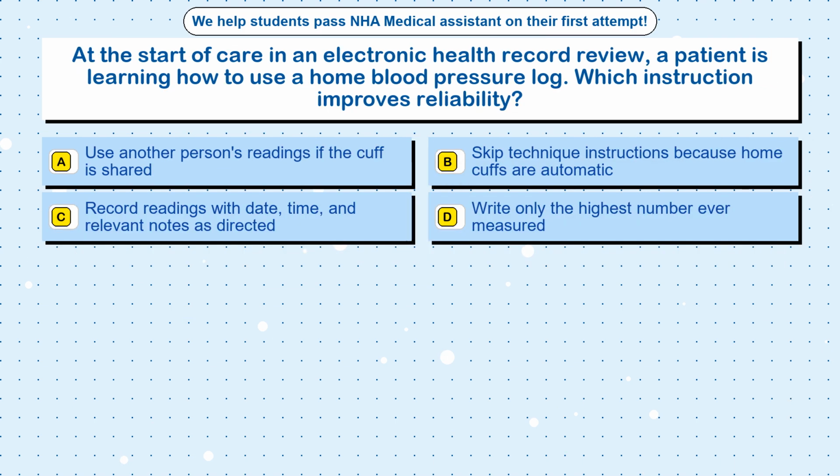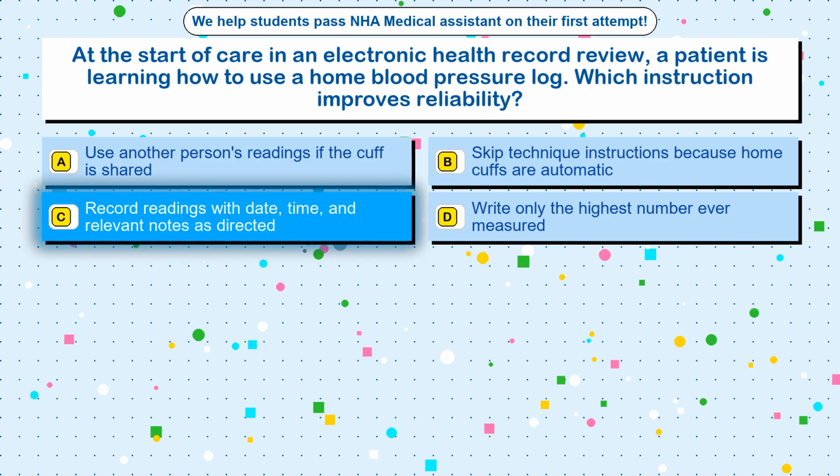Question 42. At the start of care in an electronic health record review, a patient is learning how to use a home blood pressure log. Which instruction improves reliability? Option A, use another person's readings if the cuff is shared. Option B, skip technique instructions because home cuffs are automatic. Option C, record readings with date, time, and relevant notes as directed. Option D, write only the highest number ever measured.